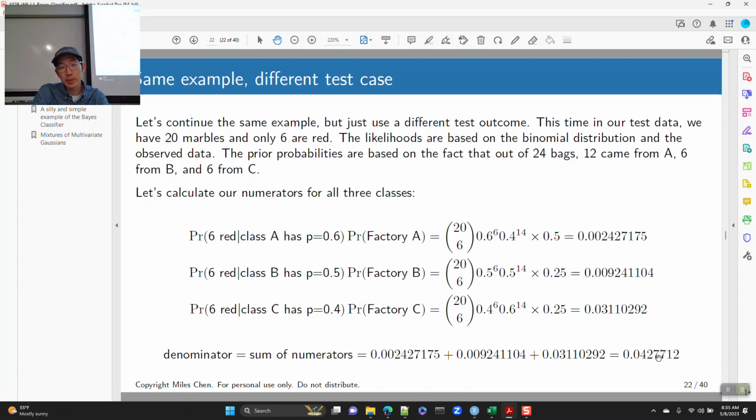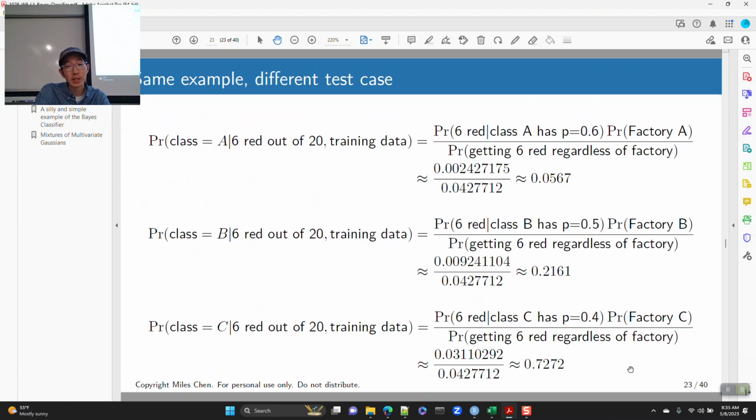And so when we add them up, our denominators, again, so these are our three values, and this is still scaled in with the prior probabilities of 0.5, 0.25, and 0.25. Again, we know our answers should be proportional to this, but we need to scale them up so they add up to 1. So we're going to divide by the sum of these values. We're going to put in 0.04277 in our denominator, and we get the posterior probabilities. The probability that it belongs to class A is only around 5 or 6%. Class B has around 21, 22%, and class C has something around 72, 73%.